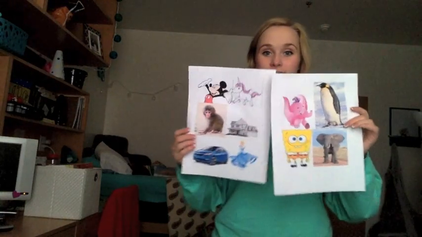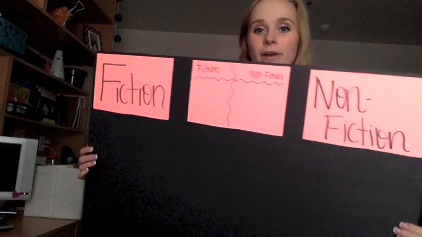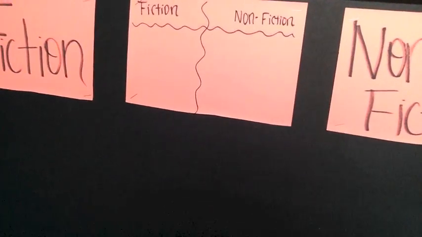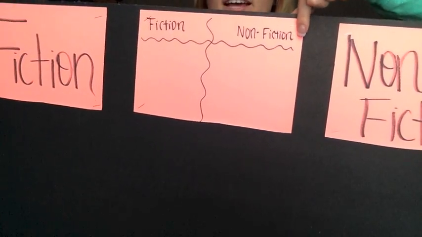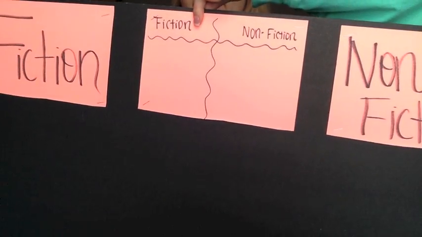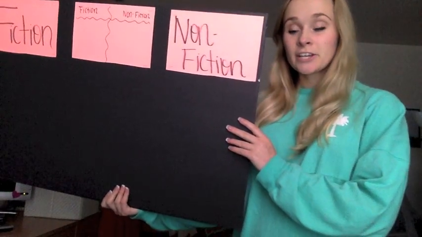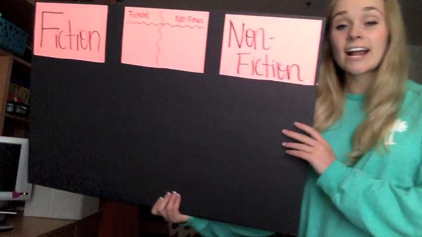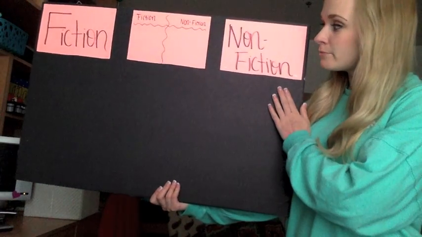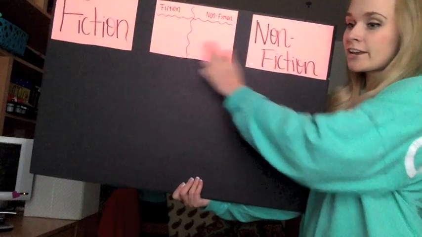What you are going to do is you're going to have a list of pictures similar to these. You are going to take a piece of paper and label it similar to this, where it says nonfiction and fiction. Now, once you have your paper labeled, you are going to take your pictures and cut them so that you can glue them on each side of your category.